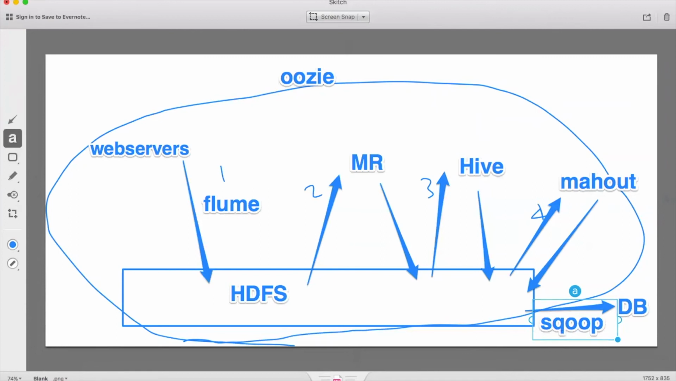Question from Tanmay is, can you elaborate Hive versus Impala versus Spark SQL? Let me try explaining Hive versus Spark SQL. Impala, I won't be able to cover today.